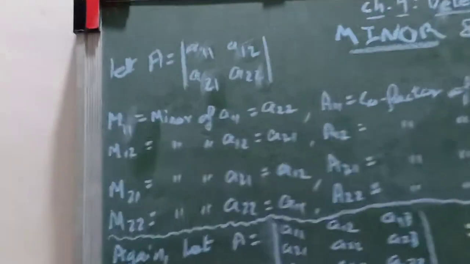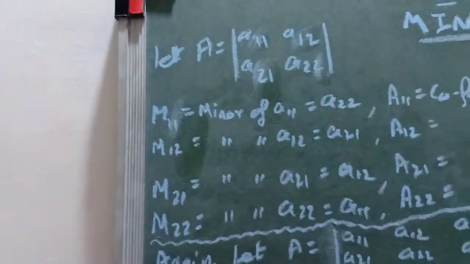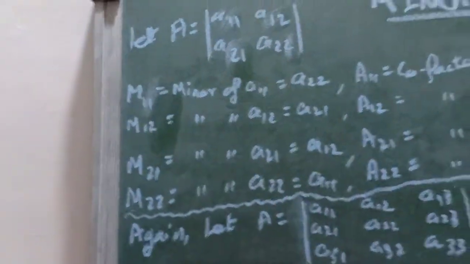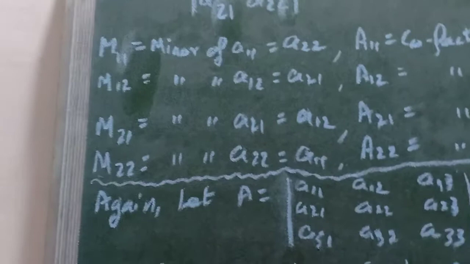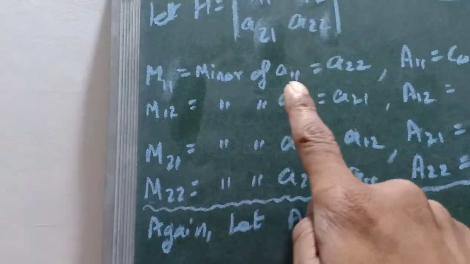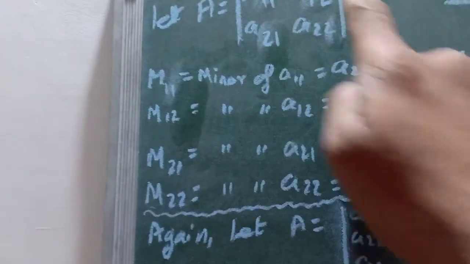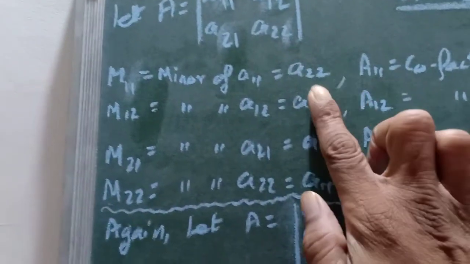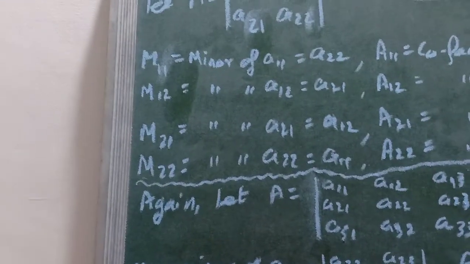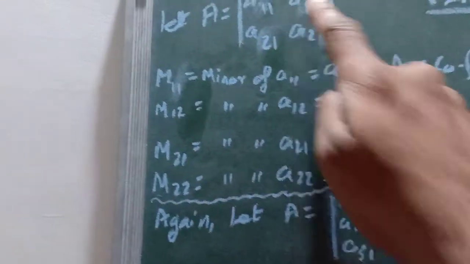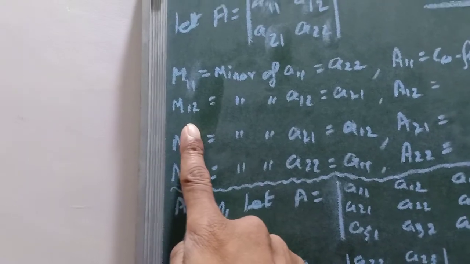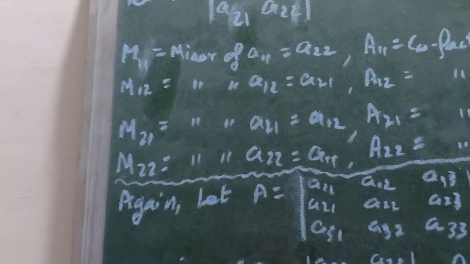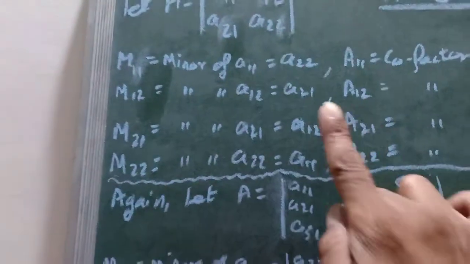Let A be the determinant with rows A11 A12 and A21 A22. Then the minor of A11, with notation M11, is found by removing the row and the column in which A11 is present. So A11, A12 are removed, and what is left is A22. Same way, minor of A12: you remove the row and the column in which A12 is present. So what is left? A21.